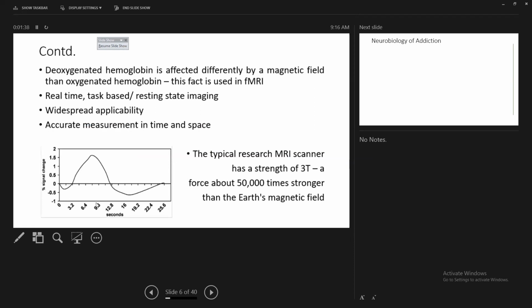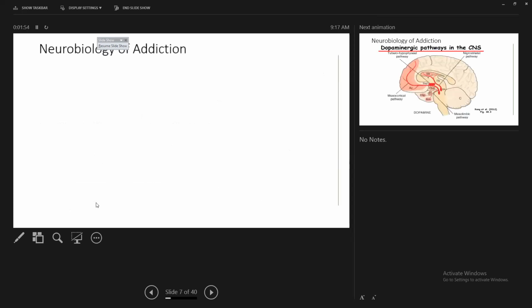A typical research fMRI scanner has a strength of 3 Tesla, a force about 50,000 times stronger than the Earth's magnetic field. Right? Obviously, we know that when you go to the MRI lab, you have to remove metal objects, and the watches get detached and all these things, right?